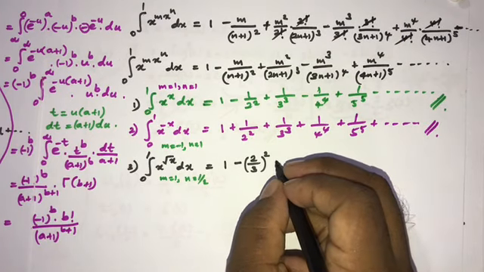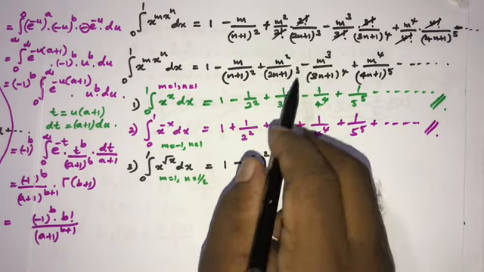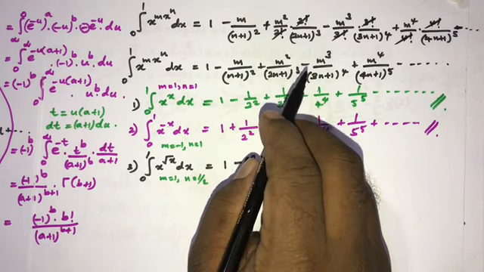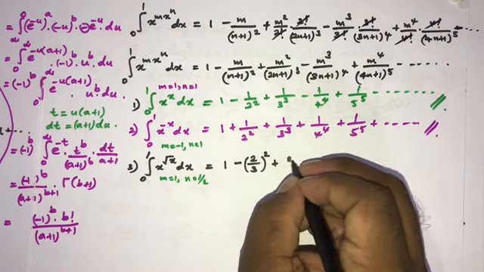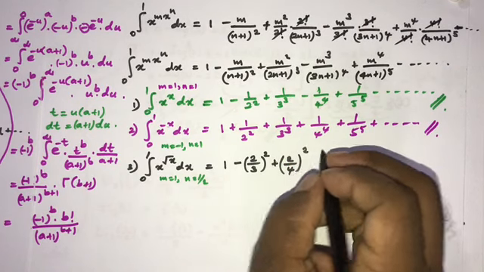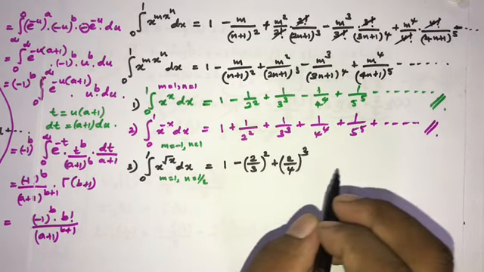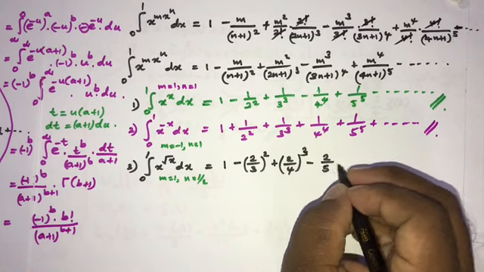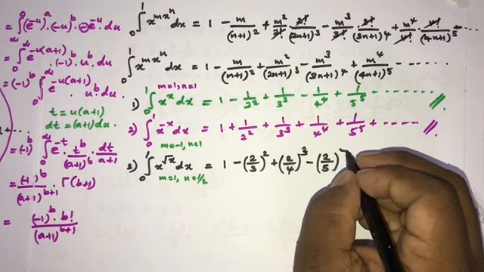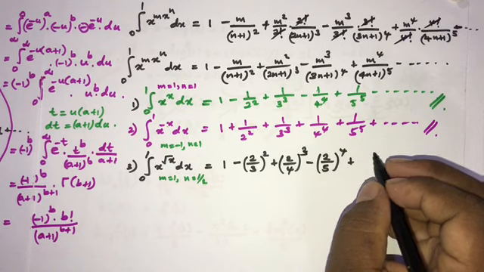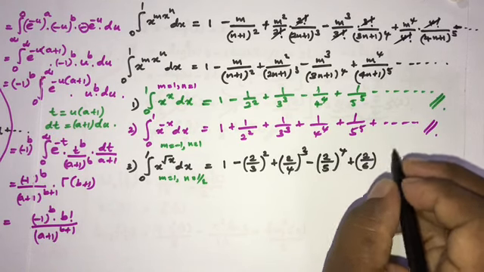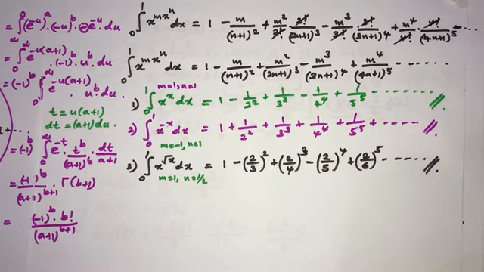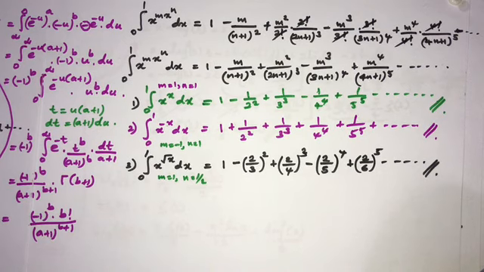And then here plus, now m is equal to 1 and n is equal to 1 half, so 2 over 4 to the third power. Then 2 over 5 raised to the 4th power, plus 2 over 6 raised to the 5th power, minus and so on. This is the answer for the integral of x raised to the square root of x.